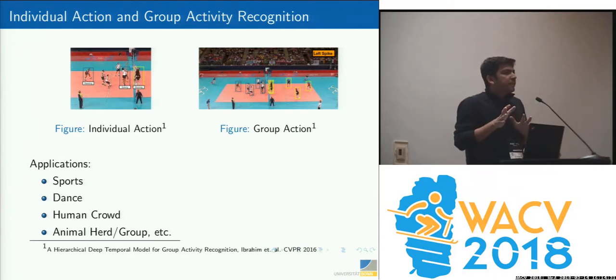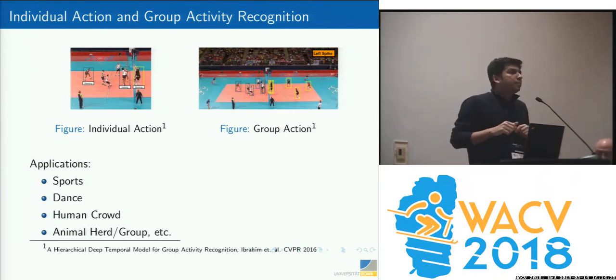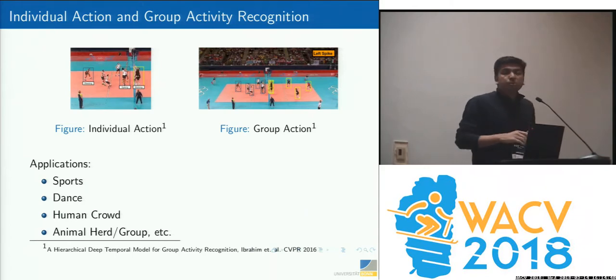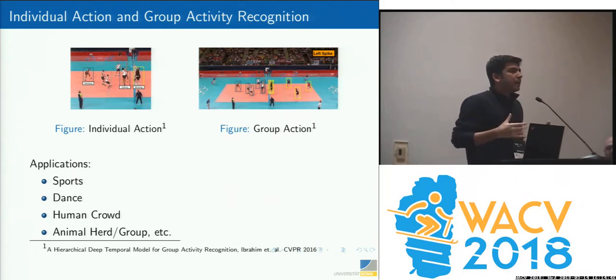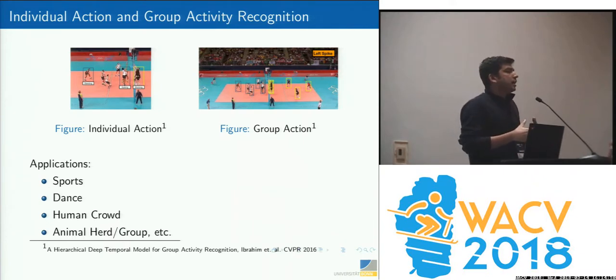So what are the different applications of this kind of group activity? Obviously, sports is the major one. Apart from this, when you want to analyze what kind of dance form is being used, these methods can be used. Also, you can do crowd analysis using this method, and also animal herd analysis.